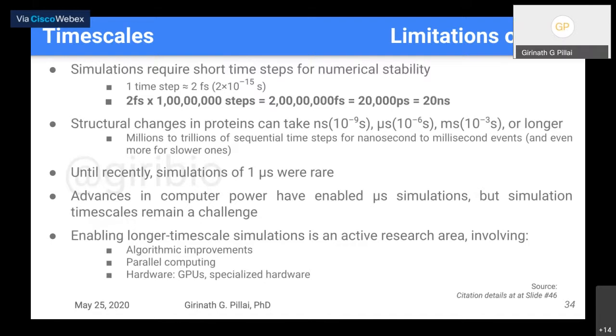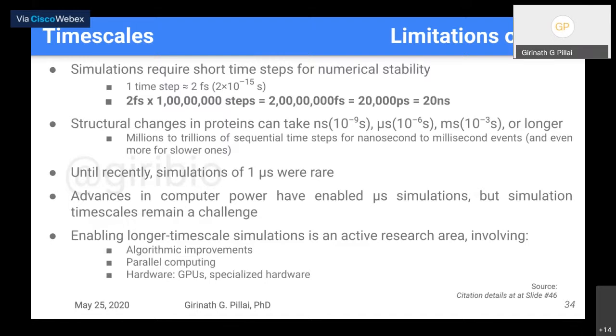So one time step I have is 2 femtoseconds, and I'm putting 1 crore steps. So 1 crore times 2 femtoseconds is 2 crore femtoseconds, which is equal to 20,000 picoseconds. Now 1,000 picoseconds is 1 nanosecond. So 20,000 picoseconds is 20 nanoseconds.